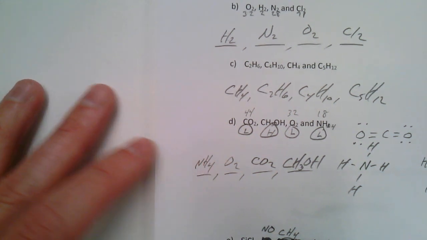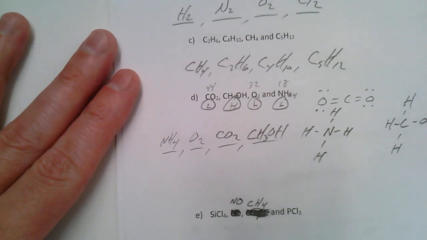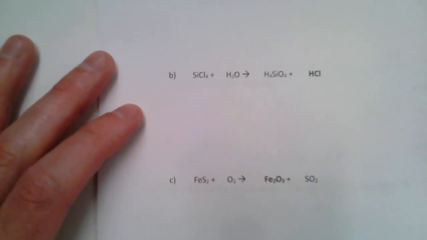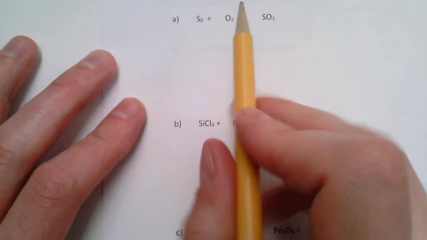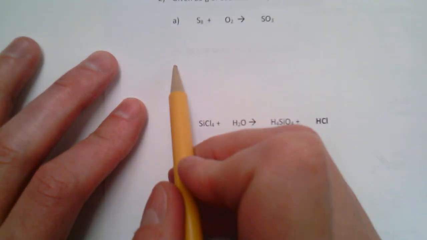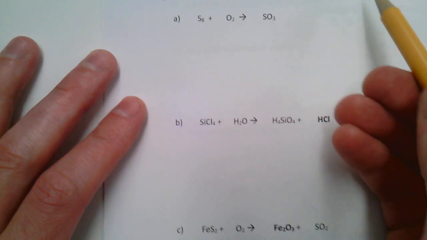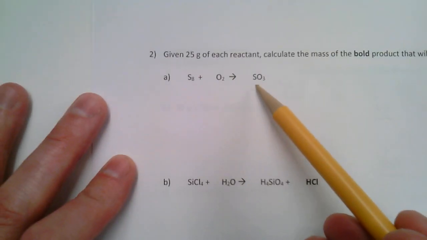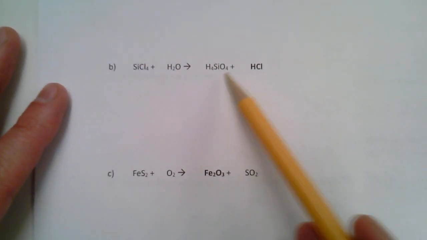All right, let's check out the next page. So this is some stoichiometry. Everybody loves stoichiometry. I know it's your favorite. So given 25 grams of each reactant, meaning each thing on the left, calculate the mass of the bold product. In some of these there's only one product, so obviously it's that. But in others where there's multiple products, I bolded the one I want you to find.